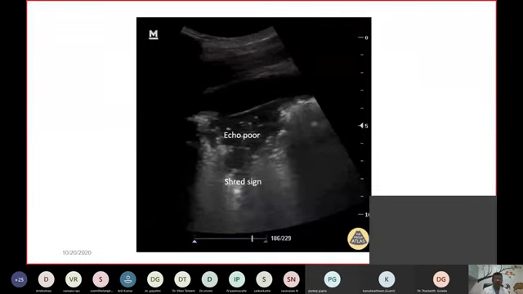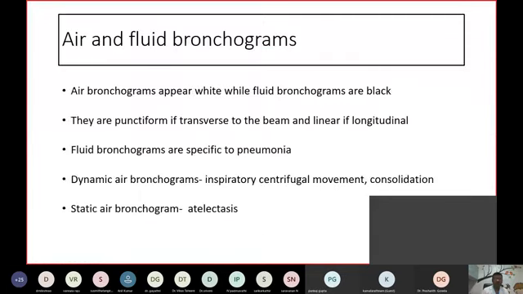Now the next finding is air and fluid bronchograms. Air bronchograms on ultrasound will appear white. Air appears white, we saw A lines appear white. Whereas fluid bronchograms will appear black. We saw B lines, it's a fluid. If your bronchograms are transverse to the beam of ultrasound, suppose your beam is like this and your bronchograms are like this, they are going to appear punctiform. And if they are in line with the ultrasound probe or image, then they are going to appear linear.